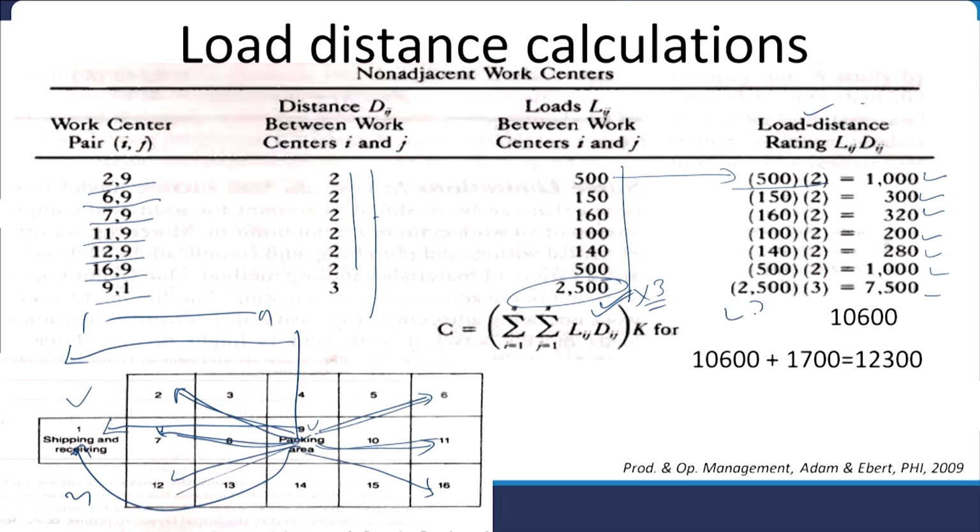So, the sum of the load into distance for all non-adjacent centers is coming to 10,600, and if we sum up the cost on account of the adjacent centers and non-adjacent centers, it will be 10,600 plus 1700, which was for the adjacent centers. So, it is coming to 12,300 K. This is the total cost in the current scenario of the layout.